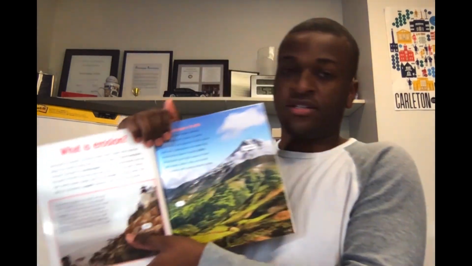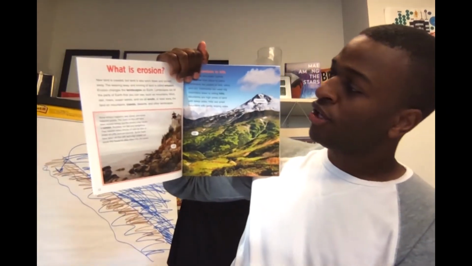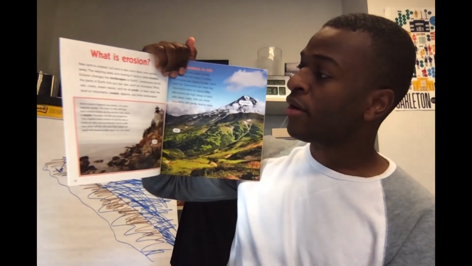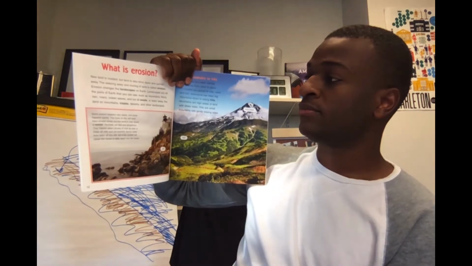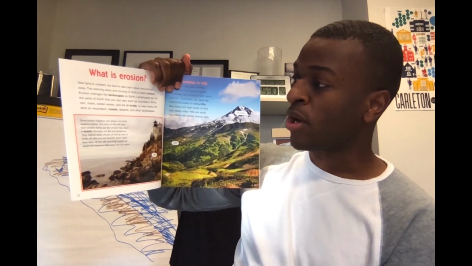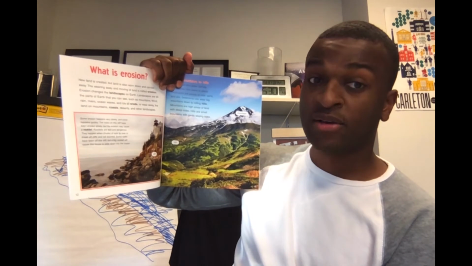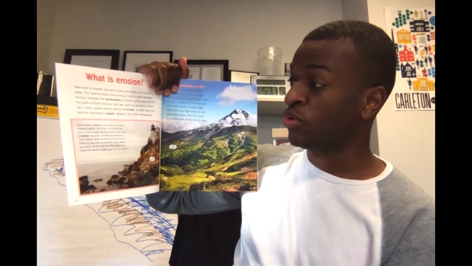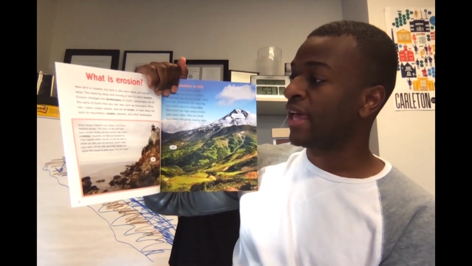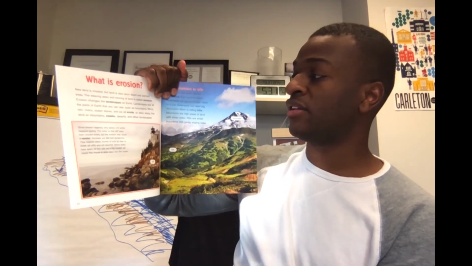I want to jump forward to this page. It says, what is erosion? New land is created, but land is also worn down and carried away. The wearing away and moving of land is called erosion. Erosion changes the landscapes on Earth. Landscapes are all the parts of Earth that you can see, such as mountains, wind, rain, rivers, ocean waves, and ice all erode and wear away the land on mountains, coasts, deserts, and other landscapes. Did you know that? But today we spend a lot of time talking about water. And I think it's important for us to learn more about how that works.